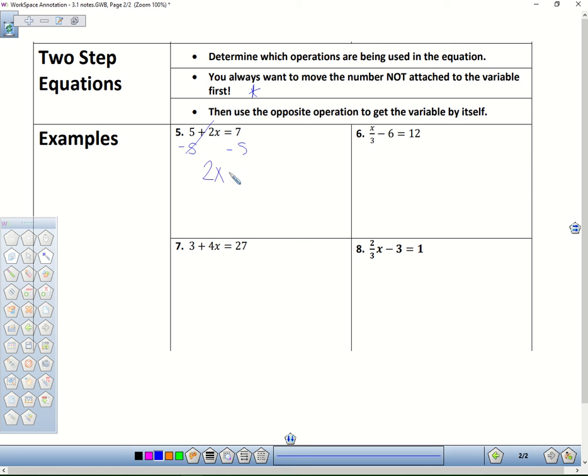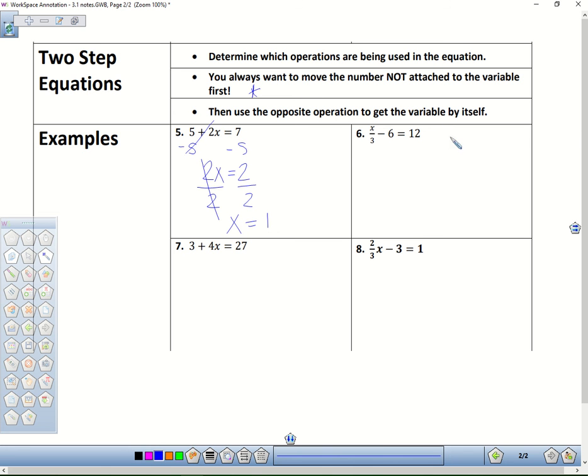So we get 2x is equal to 2. Now from here, what do we do? This is multiplication, 2 times x. So how do I reverse multiplication? You have to divide both sides. That's what I was looking for, the word divide. X equals 1. You just did it in your head, right? You did division in your head, you just didn't realize it.